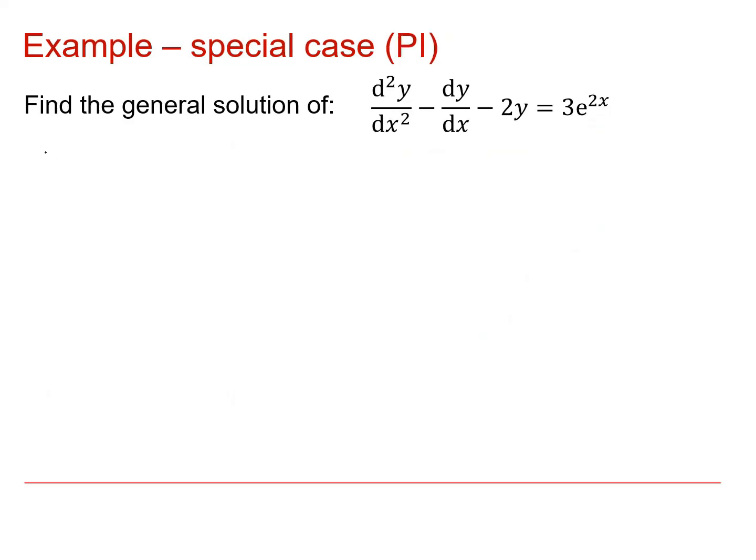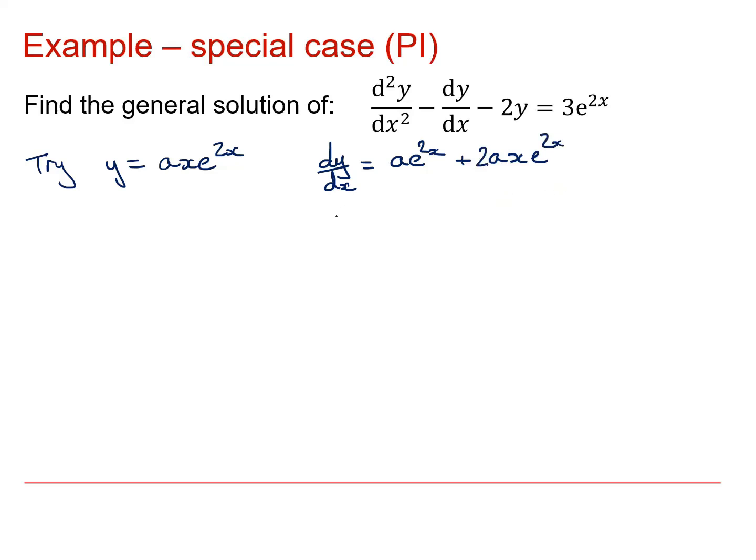So the solution is that we try y = ax e^(2x). So the first derivative, dy/dx, is equal to, it's a product, so we're going to differentiate the first, so a e^(2x), and then we're going to differentiate the second, so we'll get ax e^(2x), and we'll get a times 2, so we'll get 2ax e^(2x).